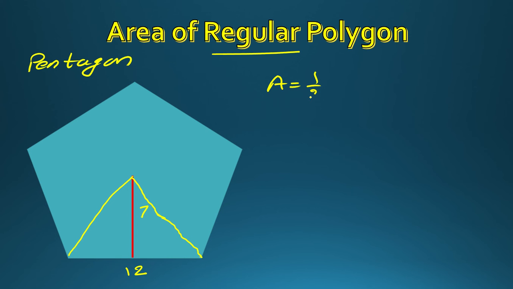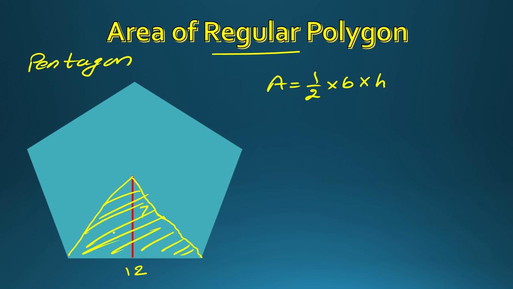Area of triangle is half times base times height. This is the area of one triangle. This is the area of this part only. And how many triangles can you make in this pentagon? You can make 5 triangles. How? Because there are 5 sides. So you see, this is another triangle, this is another triangle, this is another triangle. So total how many triangles? 1, 2, 3, 4, 5.